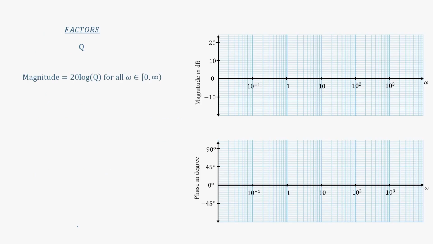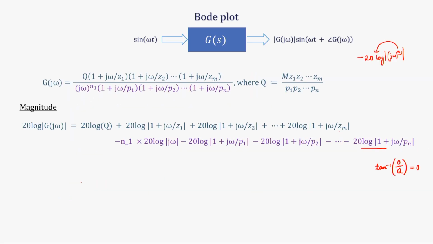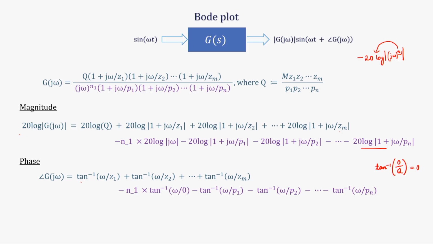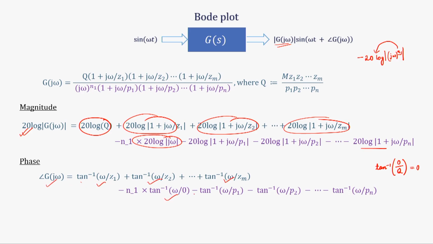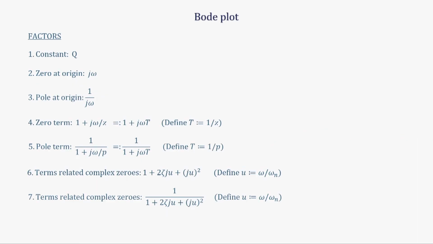So basically, going back, if I just go back a few slides, you can see that when I had to find 20 log of G(j omega), which is the magnitude in dB scale, I was looking at each of these factors and then just adding them. Similarly, when we found phase, we just looked at each of these factors and added them. So, I should know how these factors behave, and that is what we are going to look into now.